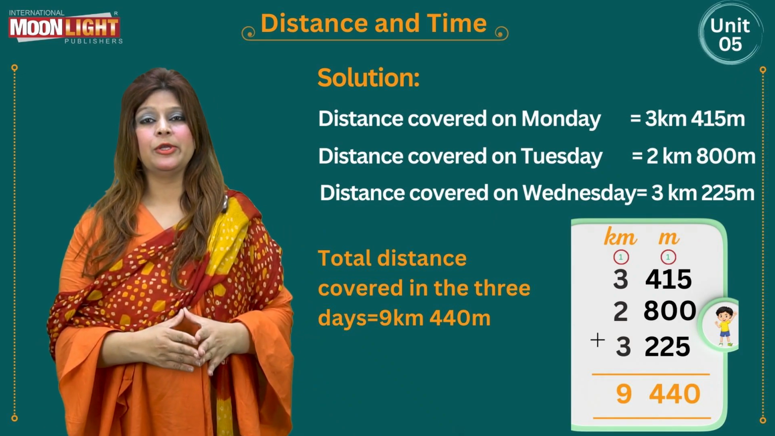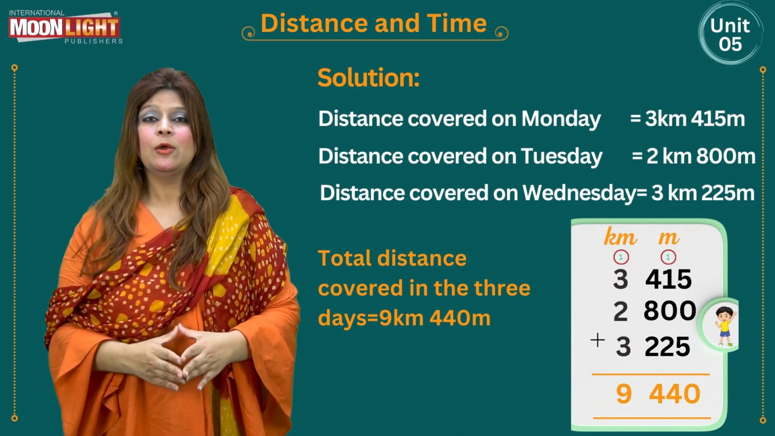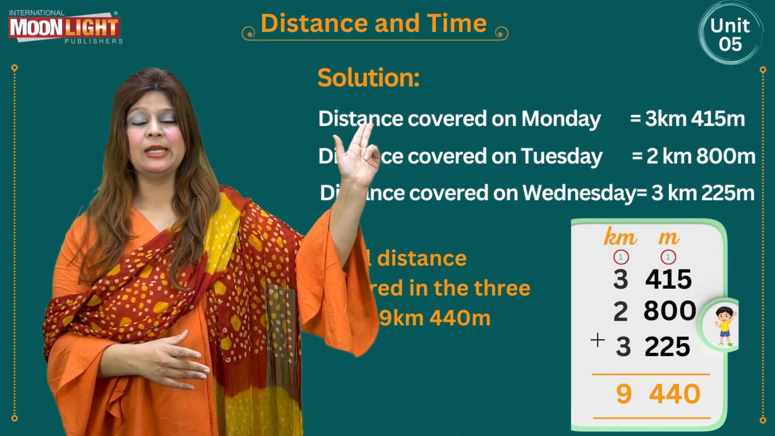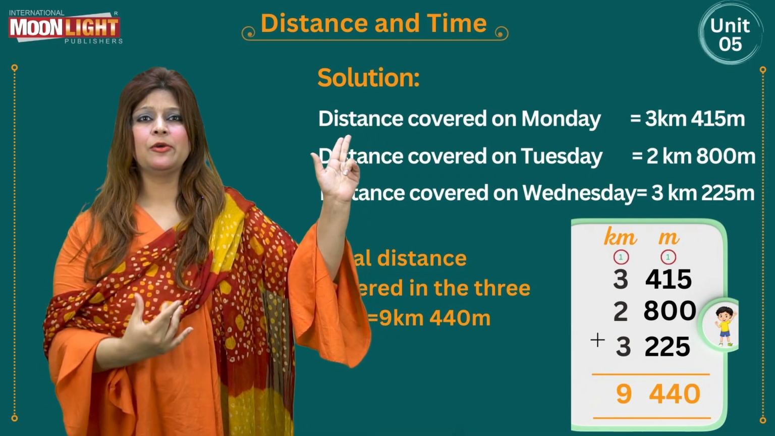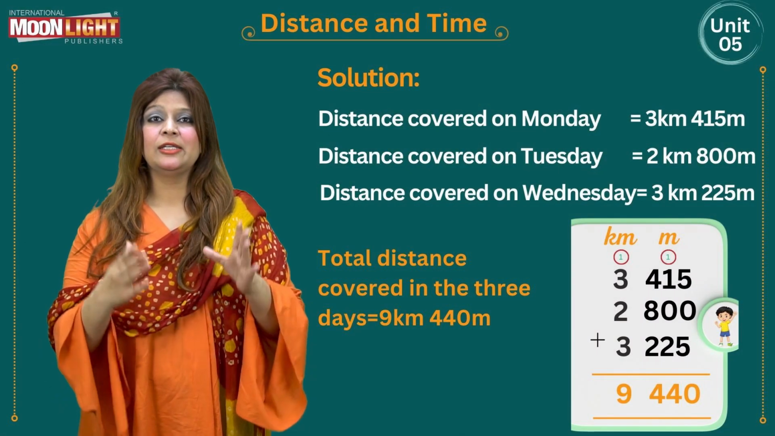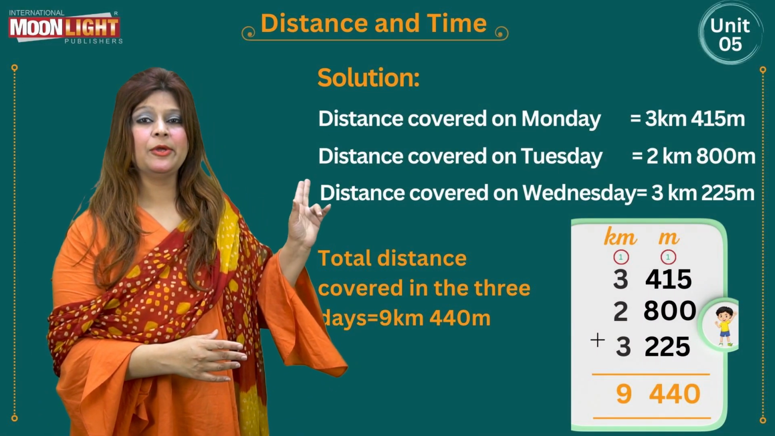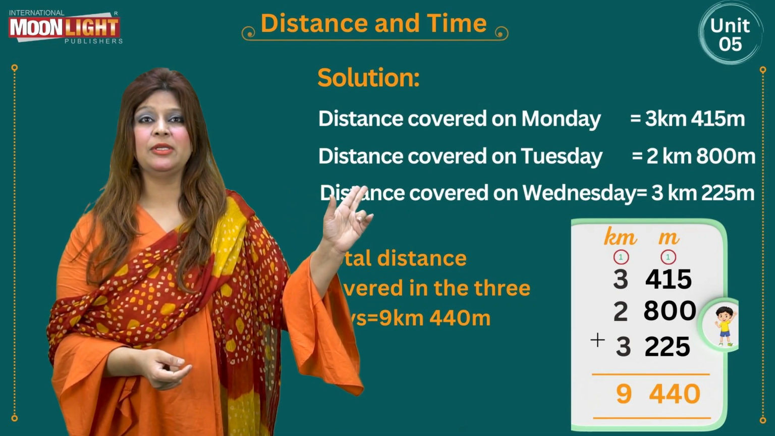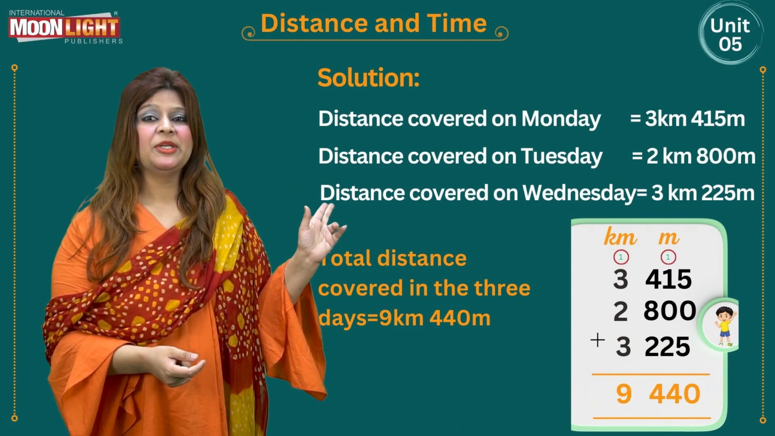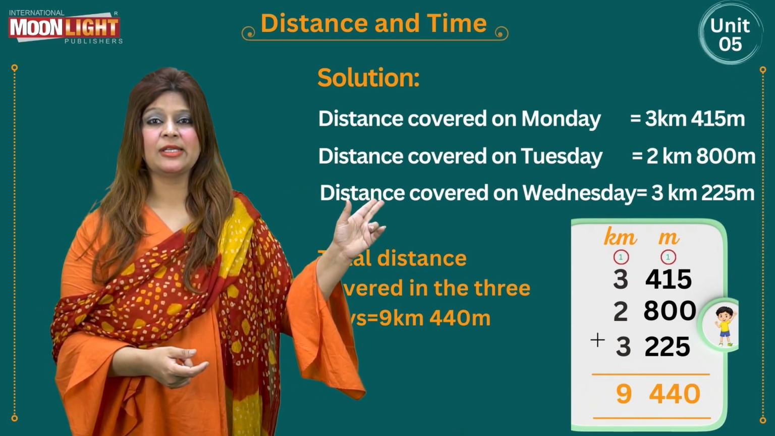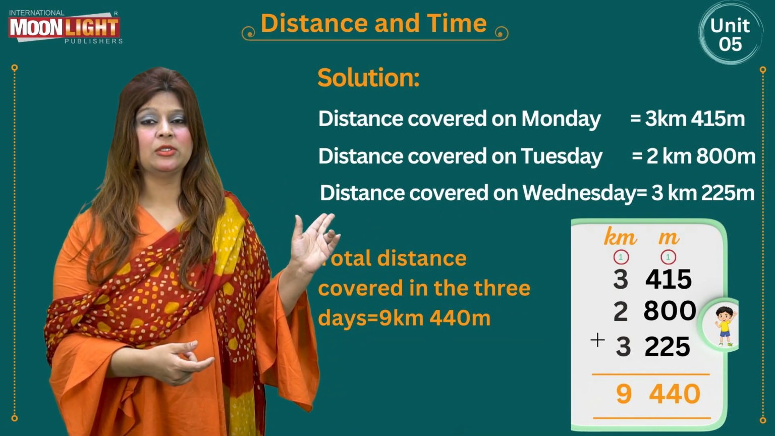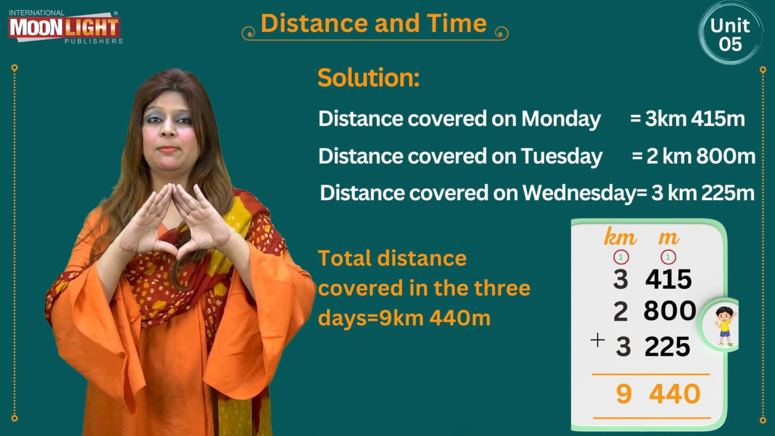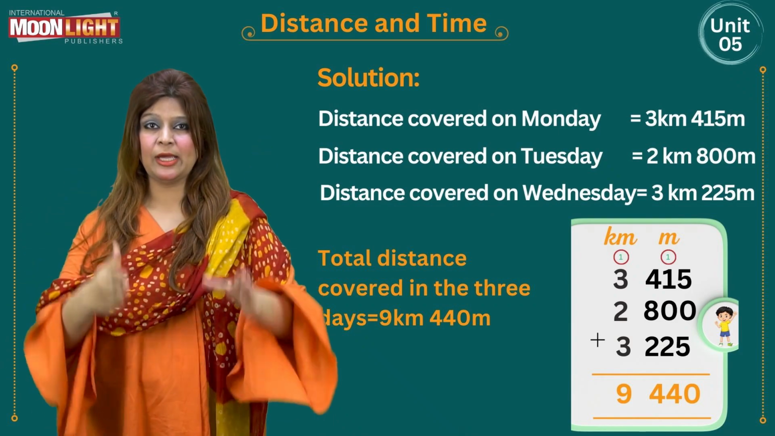So right now we are going to add them together, and for doing this we need to write kilometer on the top and meter on the top side. Okay. And now we are going to write step by step all the lengths in kilometers and meters. So I'm going to write 3 in kilometer section, 415 in meter section, 2 in kilometer section, 800 in meter section, 3 in kilometer section, and 225 in meter section. So now by writing the plus symbol and drawing a straight line, I need to add them together.